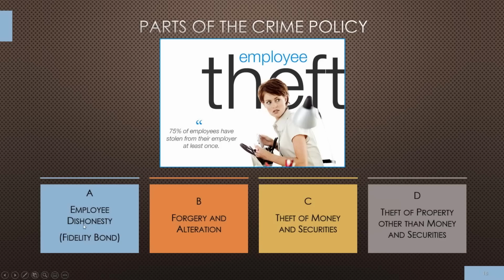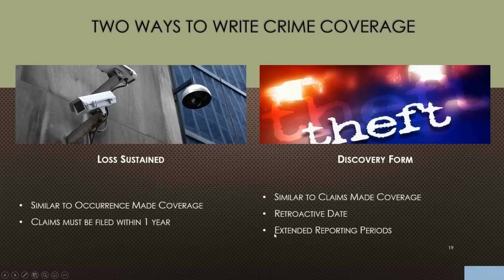Okay, so remember, coverage A is your employees doing something wrong. Coverage B, C, and D is someone else, some outside party, hurting your business. Okay, so keep that separate. There are two ways to write crime coverage. We have loss sustained and discovery form. It's similar to occurrence-made coverage. Loss sustained is similar to occurrence-made coverage for liability, but you've got to file a claim within a year.